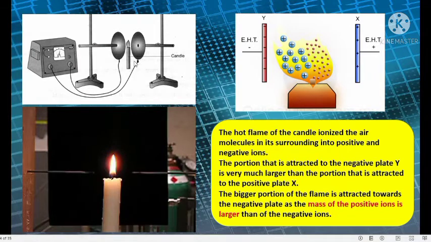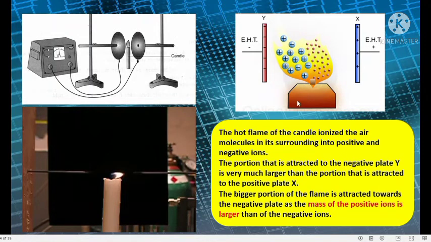Okay, let's say now we replace the ball with a candle flame or lighted candle. You observe what happens to the flame of the candle. Watch this video. When the EHT power supply is on, you look at the candle flame. So you can see the candle flame will flick and a large portion of the flame is attracted to the negative plate. Okay, this is what happens. So a larger portion of the flame is attracted to the negative plate, a smaller portion to the positive plate.